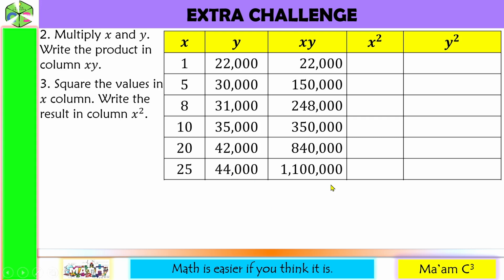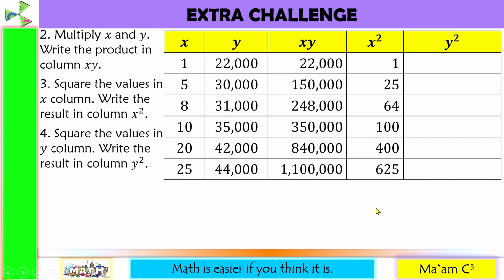Step 3 is square the values in x and write the result in x squared. So 1 squared is still 1, 5 squared is 25, 8 squared is 64, 10 squared is 100, 20 squared is 400, and 25 squared is 625.